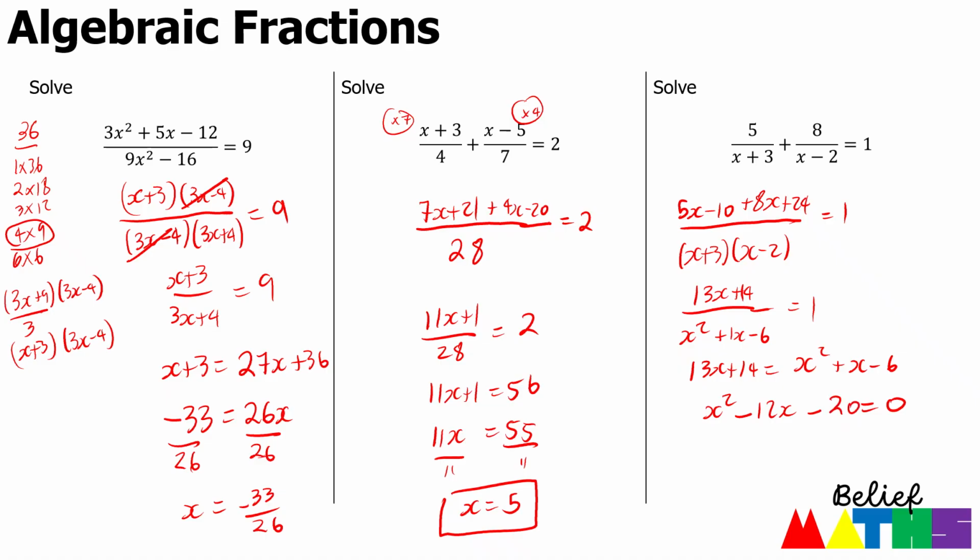Now we have to know, are there factors of 20 that subtract to make 12? Well, 2 and 10, they don't subtract to make that. So let's look at our factors of 20 to help us out. 1 times 20, 2 times 10, 4 times 5. Now none of those work, which means therefore we're going to have to use the quadratic formula again like we've seen before. And using the quadratic formula will give us an answer of x equals 13.5 or x equals minus 1.5. Again, that's just using our quadratic formula like we did in the last questions.